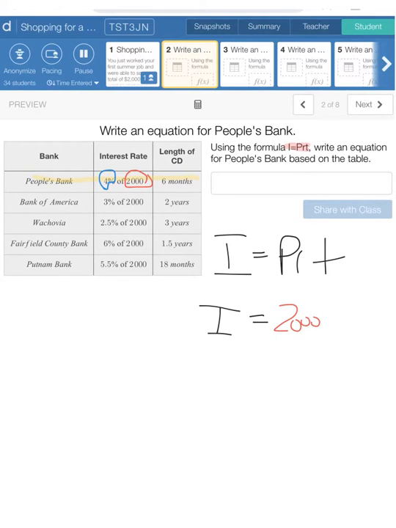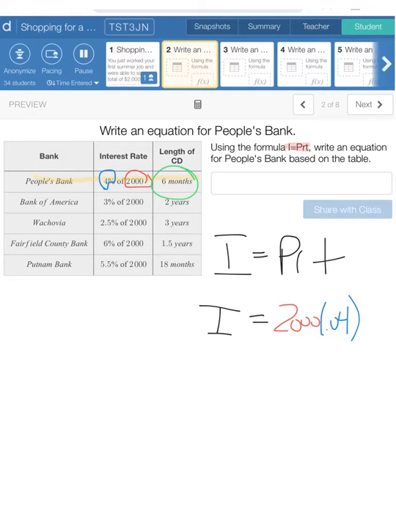That's 4%. Now we said in the live lesson, be careful. You have to express that as a decimal, 0.04. Remember, percents always have to be expressed as a decimal in the formula, in the equation. So we're plugging in 0.04. And last but not least, we have to do T for time. And time's coming from the length of the CD.